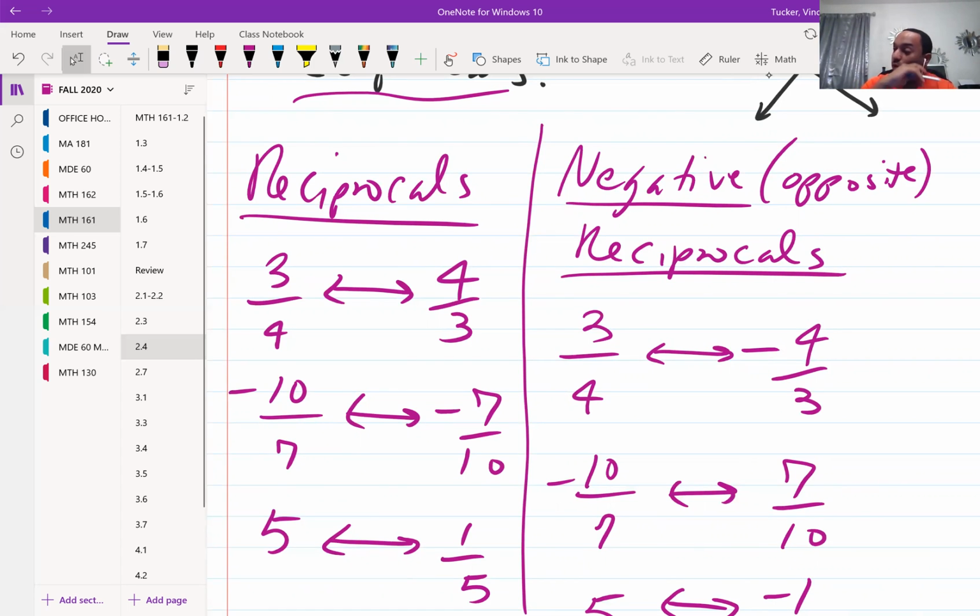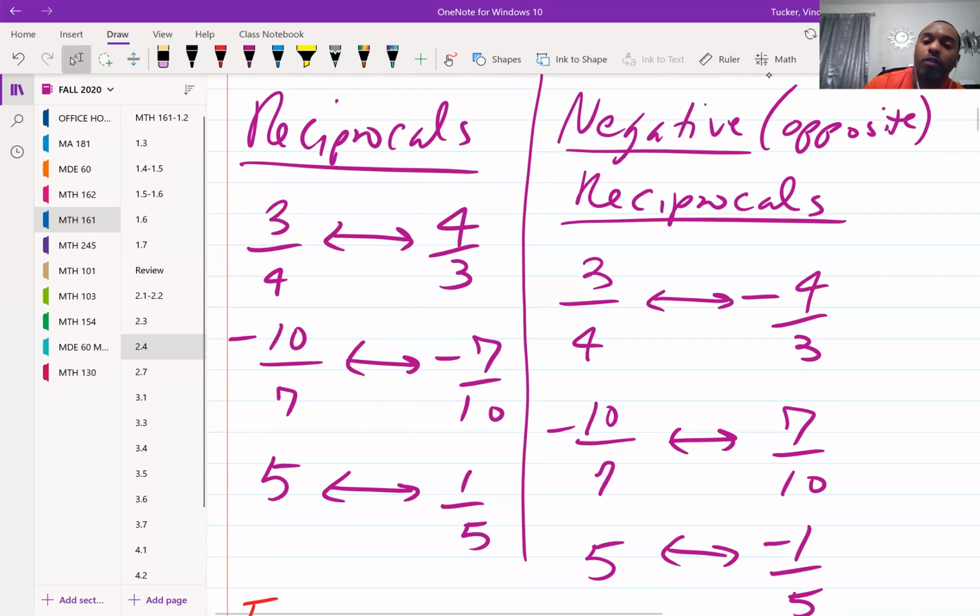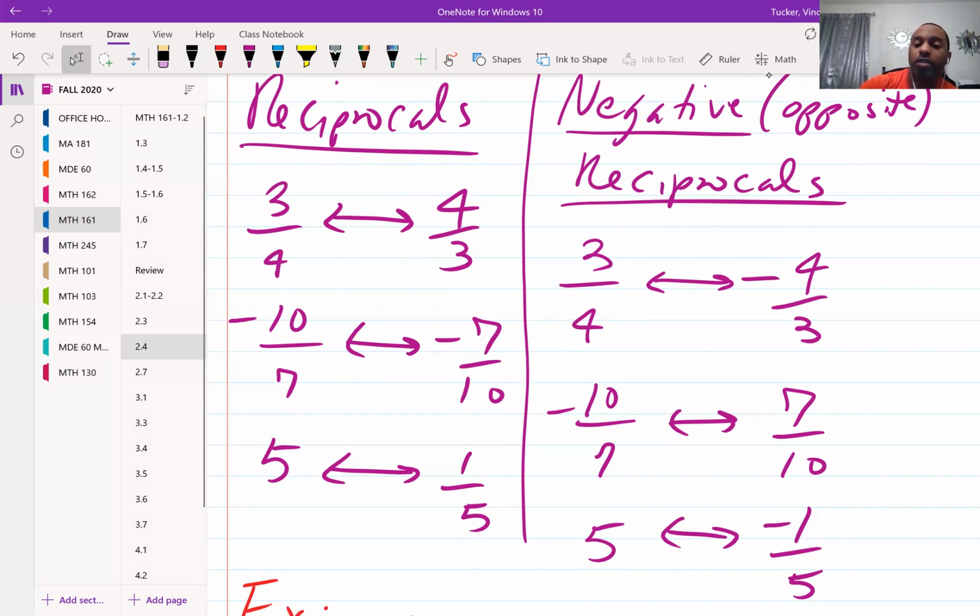But what we need for perpendicular lines is the negative reciprocal. So negative mathematically means opposite. So if we have 3/4, the negative reciprocal of 3/4 would be -4/3. If we have -10/7, the negative reciprocal of -10/7 is 7/10. So notice what we're doing is that we're flipping the fraction and changing the sign. So that's what it means to be a negative reciprocal. You're going to flip the fraction and change the sign. And then 5, the negative reciprocal of 5 is -1/5.